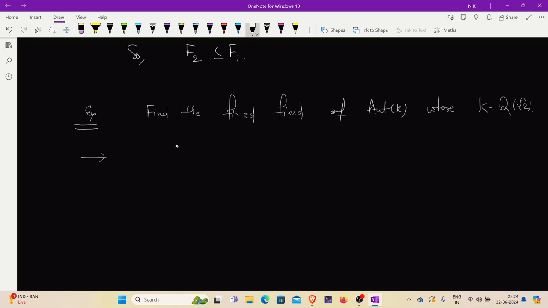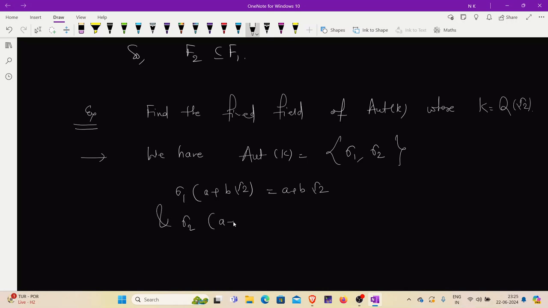The automorphisms of this particular field K: root 2 satisfies the polynomial x square minus 2 with distinct roots root 2 and minus root 2. So root 2 can map to root 2 or root 2 can map to minus root 2. So we have Aut of K equal to two automorphisms, sigma 1 and sigma 2, where sigma 1 is defined as identity. So sigma 1 of a plus b root 2 equals a plus b root 2, and sigma 2 of a plus b root 2, where a plus b root 2 is an element of Q root 2, is equal to a minus b root 2, because root 2 maps to minus root 2.